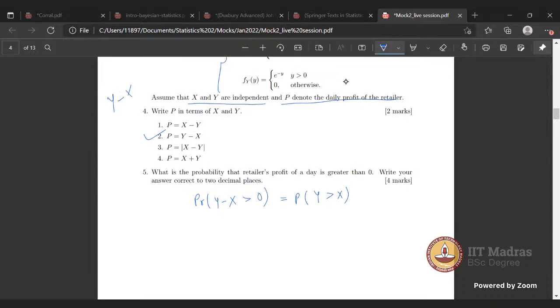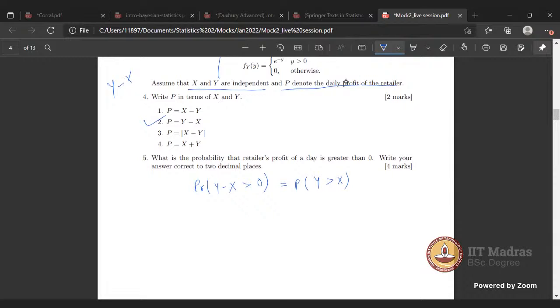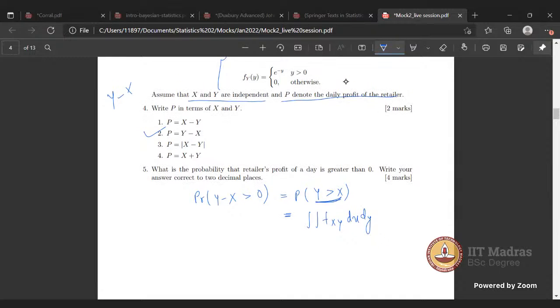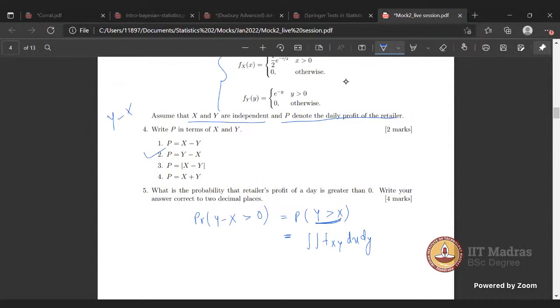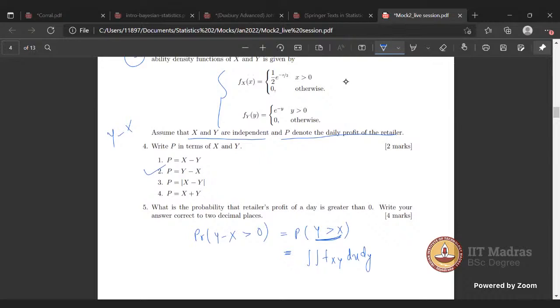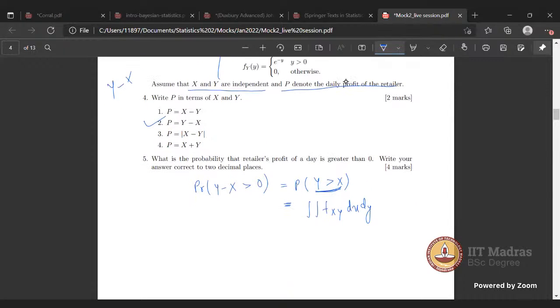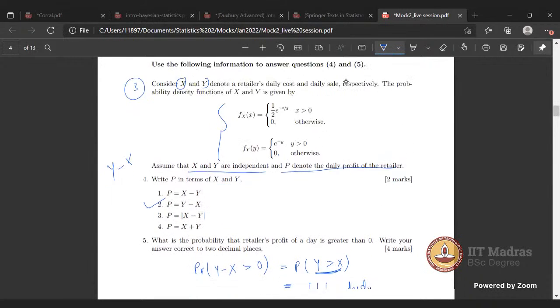This is your one event and you have to find this probability, and it will be given by the double integral of fxy dx dy over the support of this region. Now again, we don't know the joint distribution of x and y, but we do know the marginal distributions of x and y, and it is given that x and y are independent. So we can use the fact that fxy can be written as fx times fy dx dy. Again, you will do the integration.